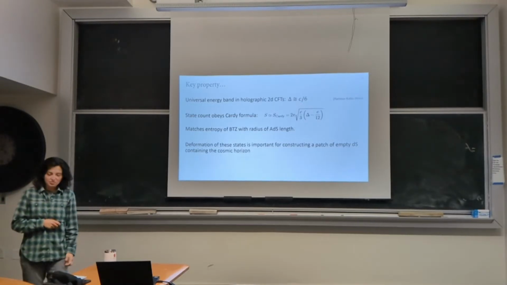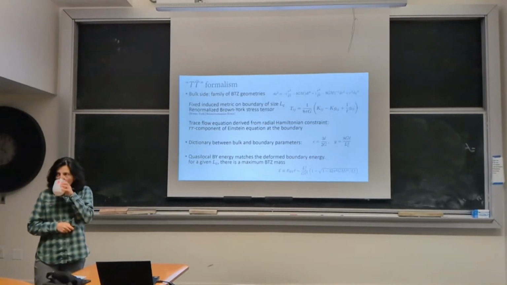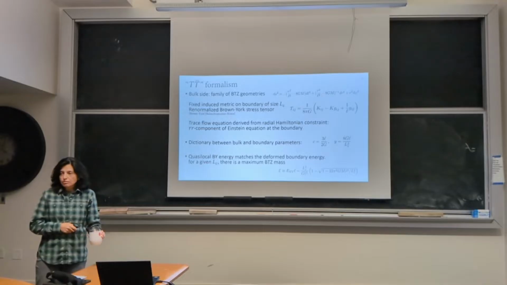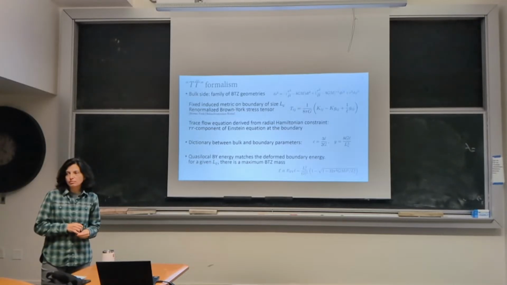Sorry, question? I just wanted to ask about the previous slide. Is there like any interpretation of those complex energies on the boundary side in terms of like bound states versus scattering states for like this box of finite length L_c?